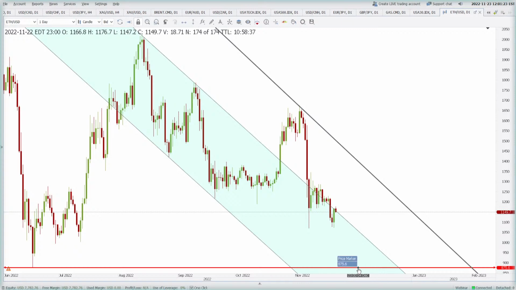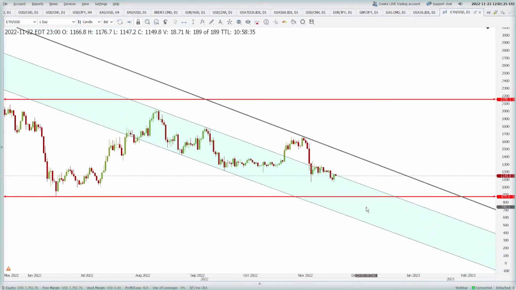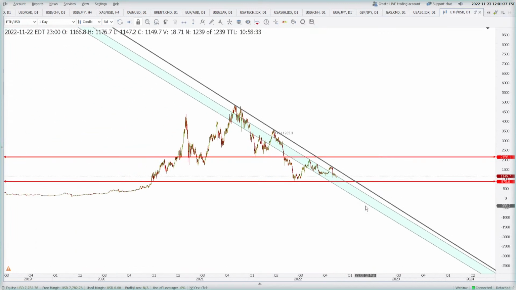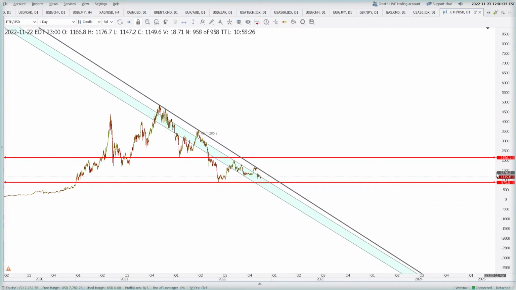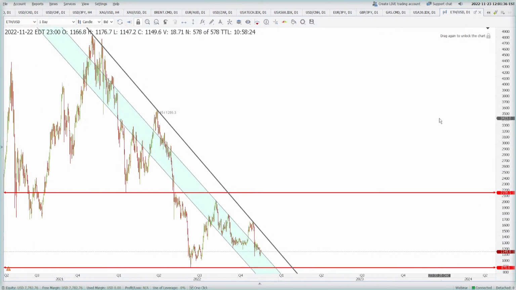875 is the immediate support. After 875, Ethereum is going to the dustbin. There's nobody going to buy this. Okay, well, this is the dustbin. I will consider this as a dustbin. So yes, below 875 it has no value, so don't put your money on the line on this one.